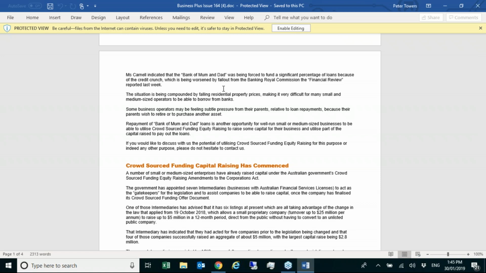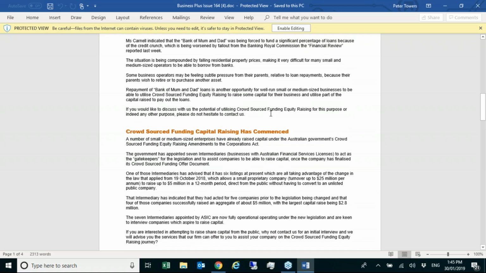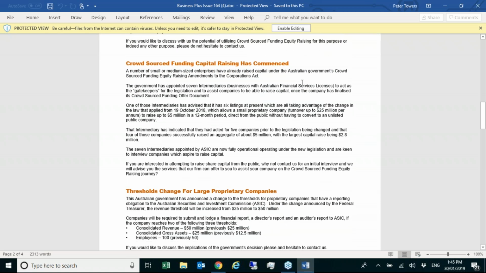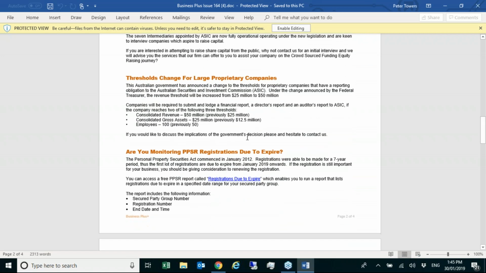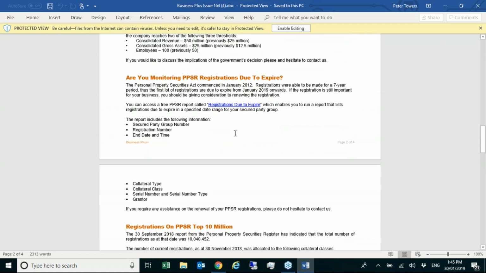Now that can present real problems to a business, as we know. One way that they might like to think about that is if they've got reasonable businesses and they've got some real flair about them and are prepared to have a go, they might be interested in crowdsource funding. So I've blended that into that article. We gave them an update on what was happening in crowdsource funding, and we will be doing more in the February issue. The government's announced some proposed changes in the thresholds for large proprietary companies to start from the 1st of July. So we thought we'd mention that.